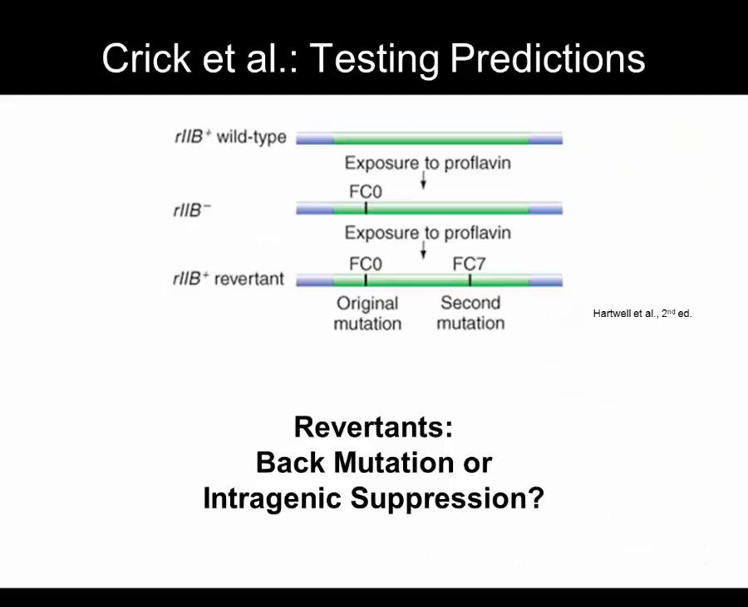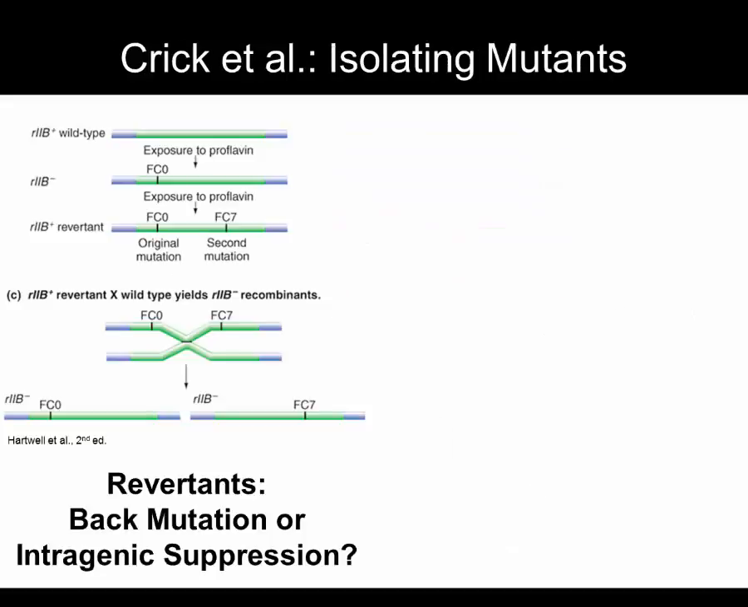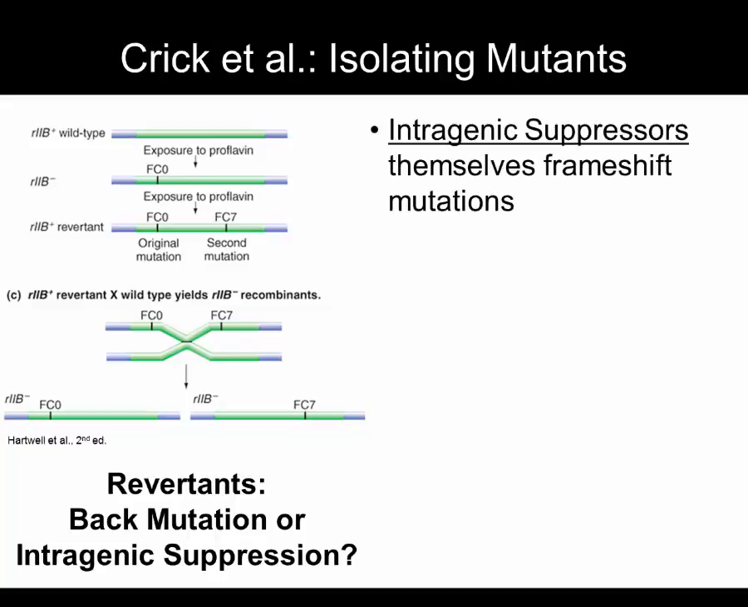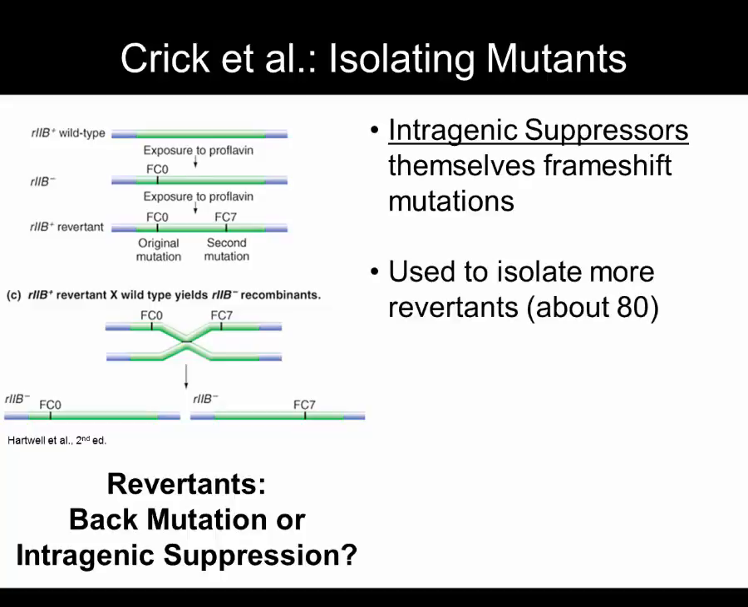So Crick et al. took a frameshift mutant, mutagenized it again, and collected wild-type revertants. But how could they tell if reversion was due to back mutation or another mutation in the same gene? Well, they co-infected their revertants with true wild-type phage, allowed recombination to occur, and checked to see if they could isolate single mutants. In many cases, they were indeed able to, indicating that the revertants were due to second frame shifts elsewhere in the gene. In this way, they were able to collect about 80 revertants, which were themselves frame shifts.